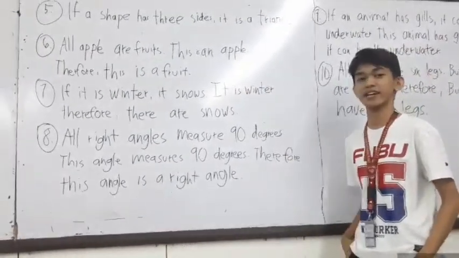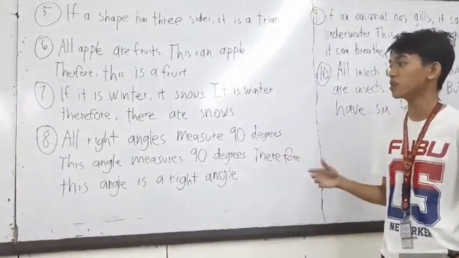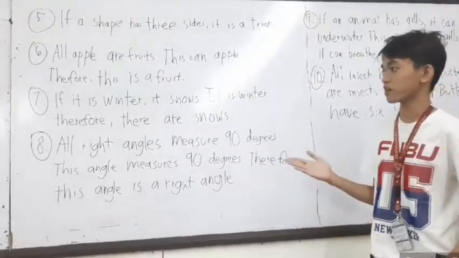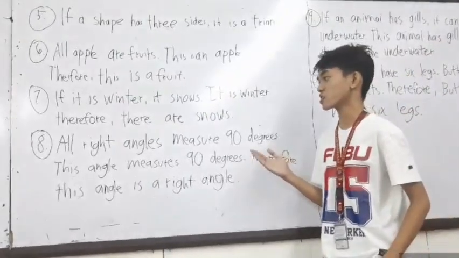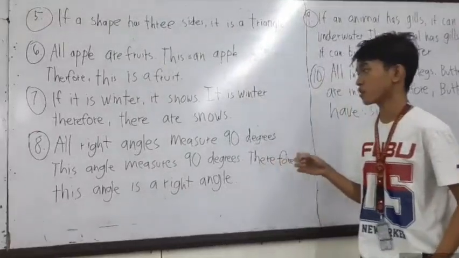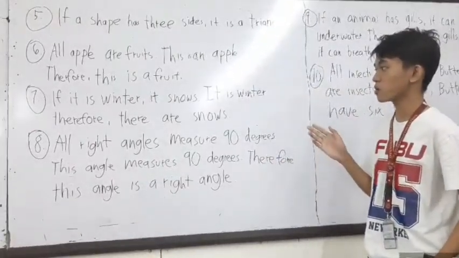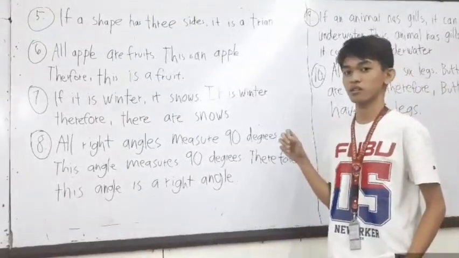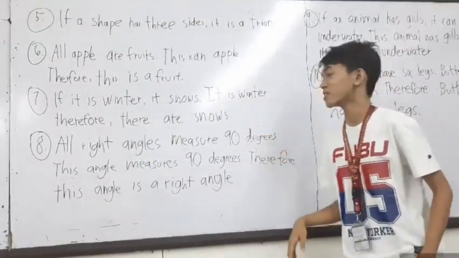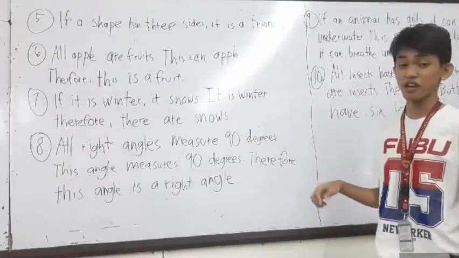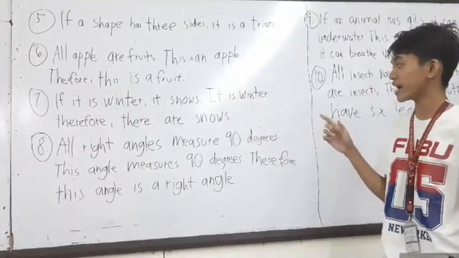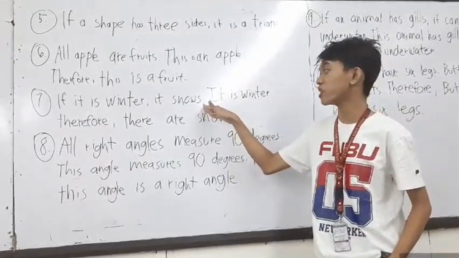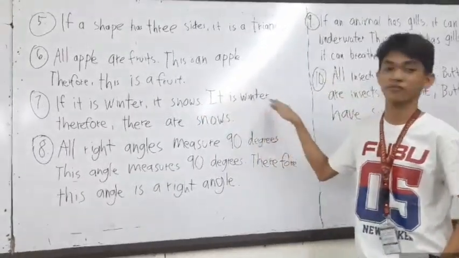Next is the seventh example. If it is winter, it snows. It is winter, therefore there is snow. So there is no other possible thing that comes from winter than snow. And therefore it is concluded that winter brings snow.